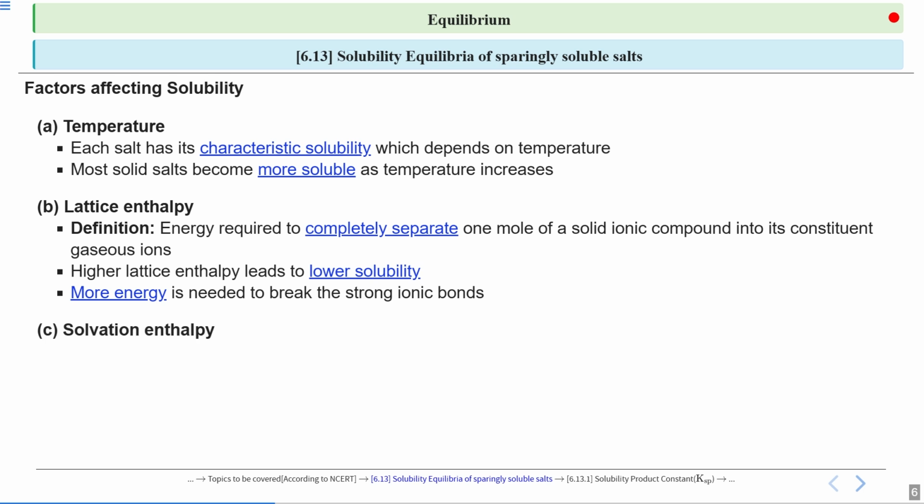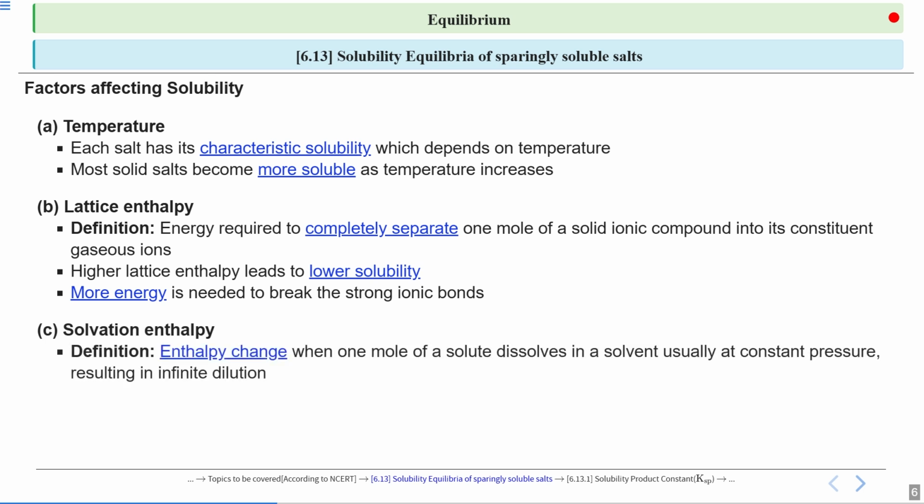Moving on to the next factor, we have the solvation enthalpy. Now, what is solvation enthalpy? Whenever you are dissolving 1 mole of a solute in a given solvent, the enthalpy change accompanying that process is called what? Solvation enthalpy. Remember, you have to take a situation where your solute is being dissolved in an infinite amount of solvent compared to the amount of solute that you have taken. So, basically, you are taking a case of infinite dilution, and your pressure should also be constant. So, this is your solvation enthalpy.